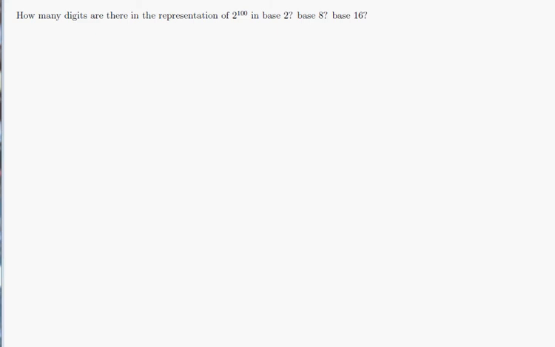Let's take a look at the next review problem. How many digits are there in the representation of 2 to the 100th power if we use base 2? Well, the answer is going to be 101 for base 2. The reason is, just think about it this way, 2 to the first in base 2 is going to be written 10 in base 2.